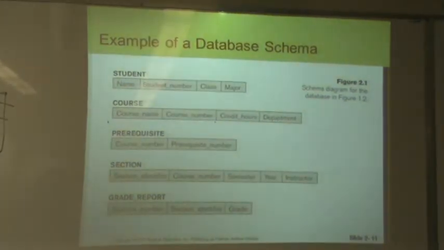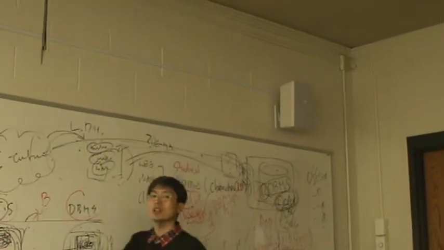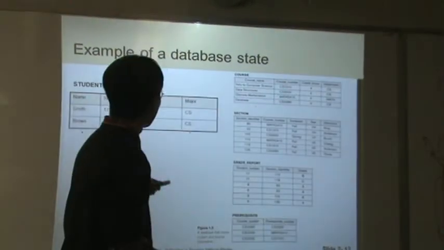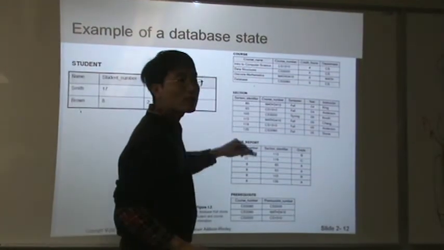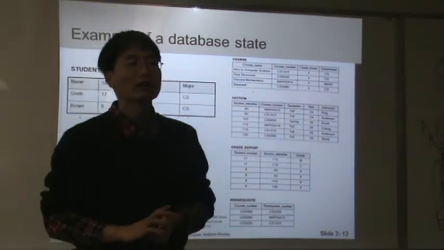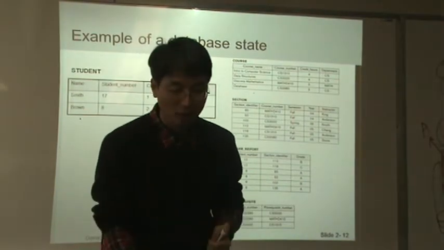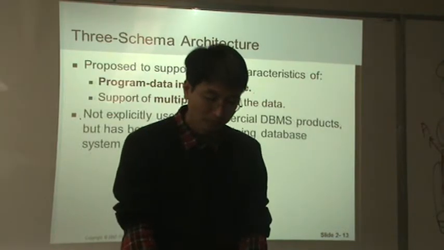Using this database schema, we will create a database. That is the physical database model. And if we add some sample data, like this, it is called the database state. And finally, we can access the data from an application program.